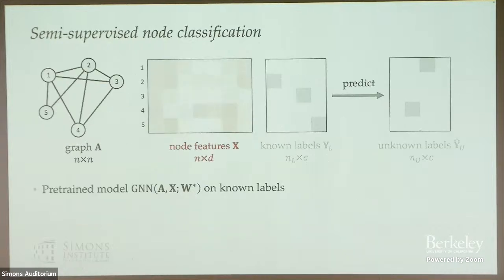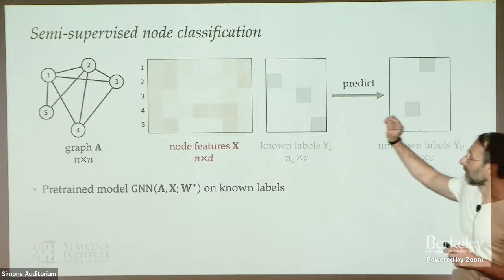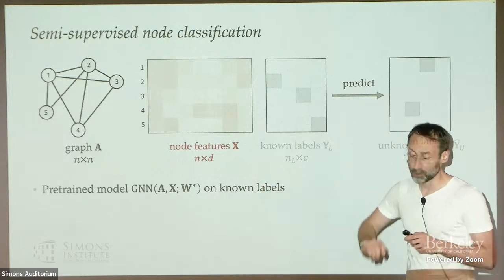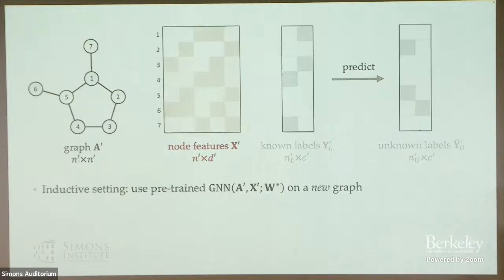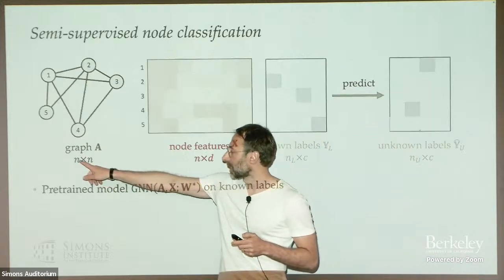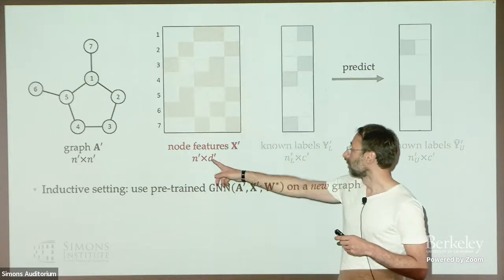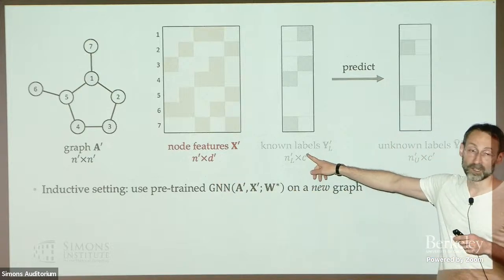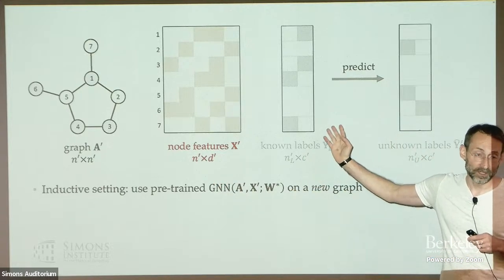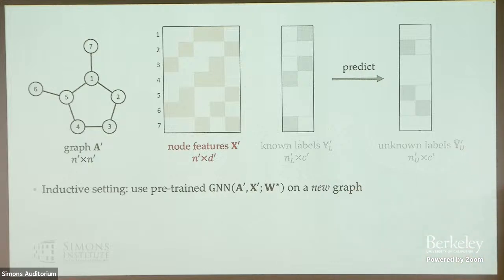But here comes the problem, right? Imagine that I did everything that I described before. I pre-trained this GNN, and now I would like to apply it to a new graph that looks like this. Is it at all possible? In the new graph, the number of nodes is different, so we have n prime. The dimensionality of the features may be different, so it's d prime. The number of classes can be something else, c prime. So everything is different, and the known features are also different.